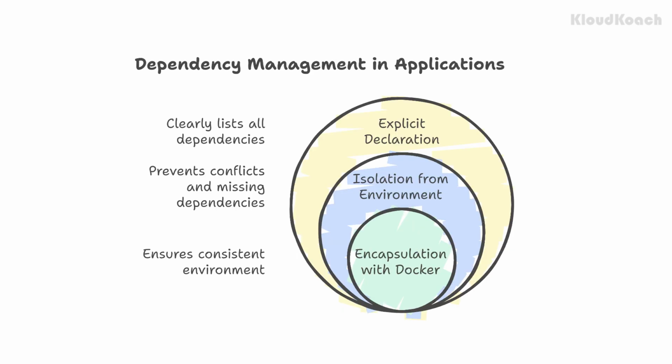Next, dependencies. Explicitly declare and isolate them. A manifest file, like package.json or requirements.txt, becomes your app's checklist. Pair it with tools like Docker to encapsulate everything, ensuring it runs the same on your laptop as it does on the cloud. No more dependency nightmares.